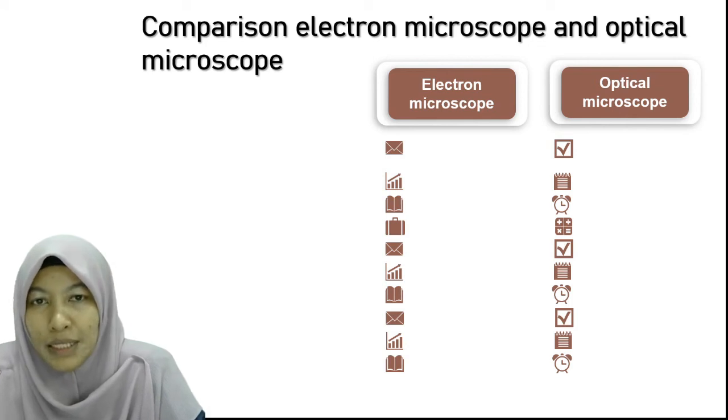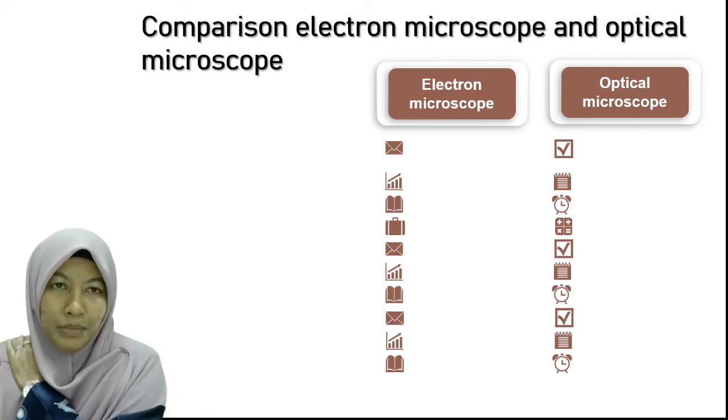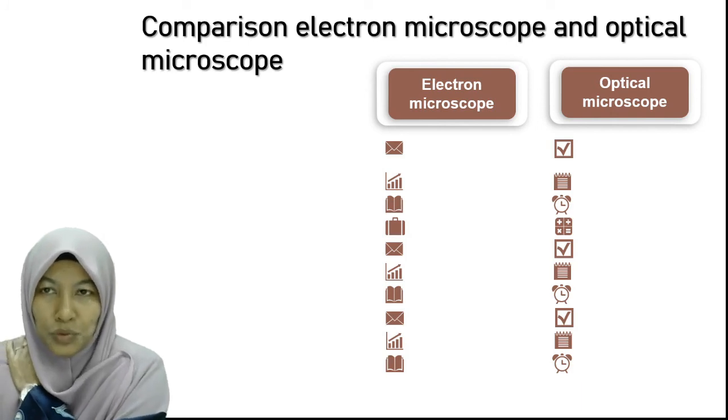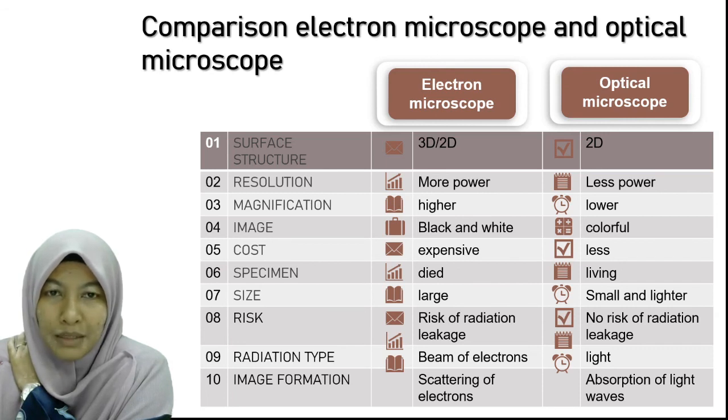Okay, so kita lihat di sini comparison of electron microscope and optical microscope. Kita lihat di sini ada 10 dia punya item. So kita lihat yang pertama, surface structure, di mana electron microscope dia boleh 3D ataupun 2D, bergantung kepada jenis mikroskop yang kita gunakan, manakala optical microscope adalah 2D.